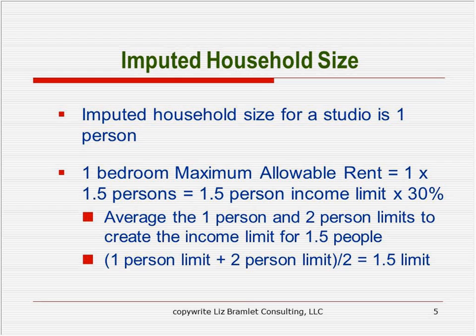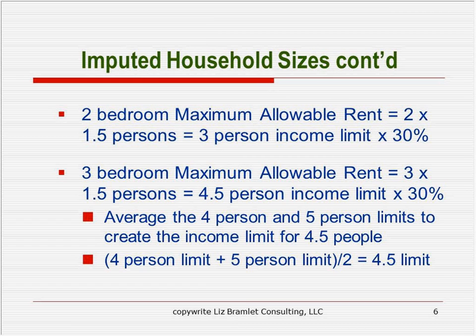For a studio or an efficiency, you're going to pretend a household size of one person. Maybe two people really live there, but that's not what we're talking about here. We're talking about pretend household sizes solely for the purpose of picking the income limit to calculate maximum rent. For a one-bedroom, we say one bedroom times 1.5 persons equals 1.5 persons. The maximum rent is 30% of the project's income limit for 1.5 persons. And we create that income limit for 1.5 persons by averaging our one-person and two-person income limits.